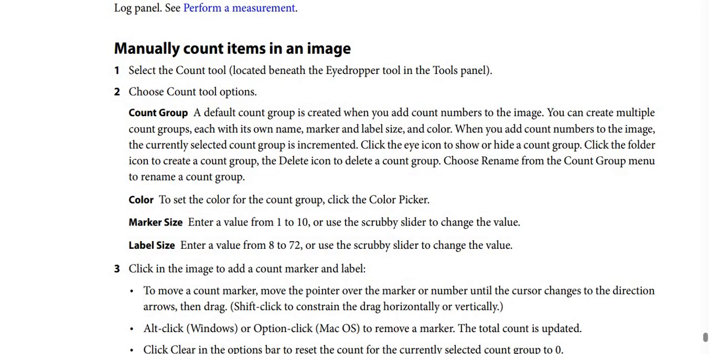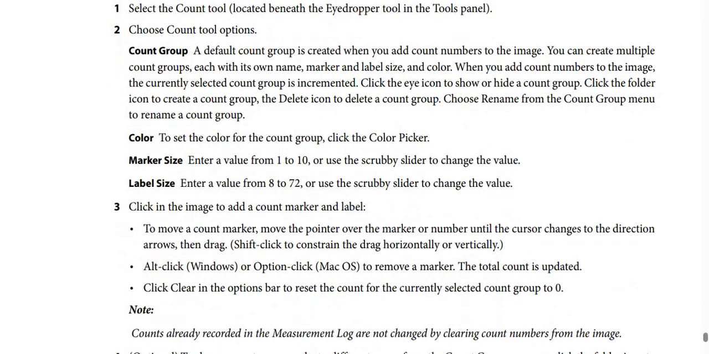So what about manually counting items in an image? We have steps here now. Step number 1. Select the count tool firstly and locate it beneath the eyedropper tool in the tools panel. Number 2. Choose count tool options, and we have many options here now.